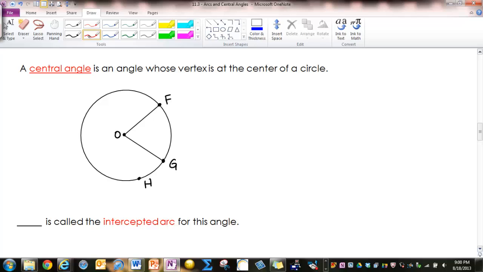A central angle is an angle whose vertex is at the center of a circle. So I'm going to be shading here our central angle.